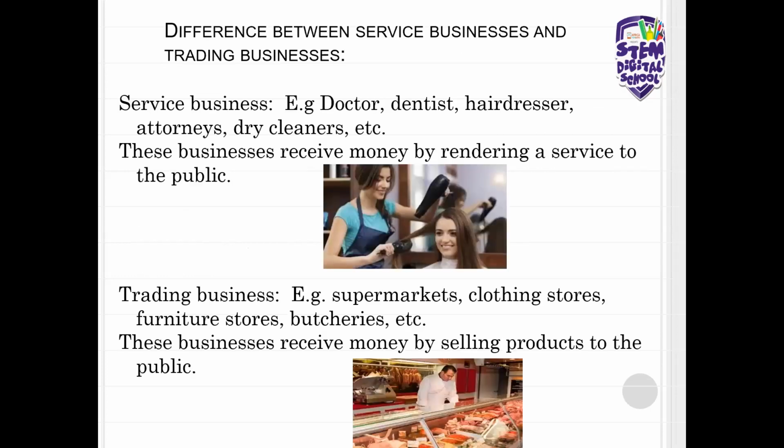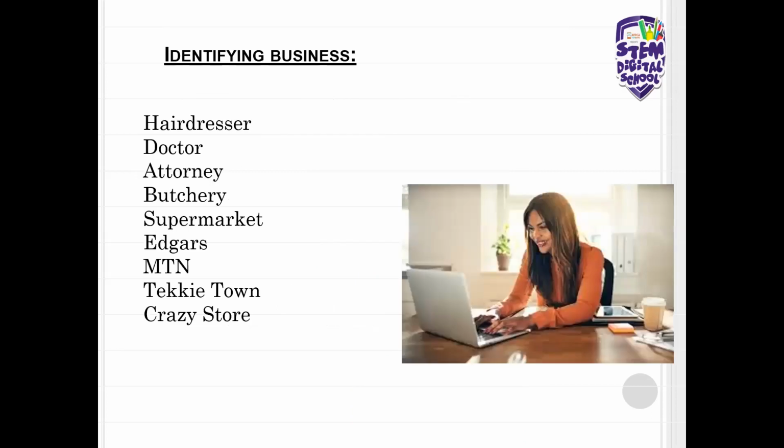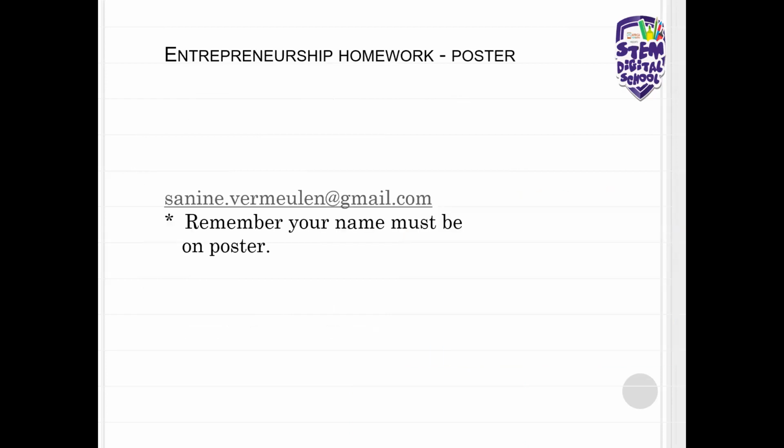And then also very important, you need to know the difference between a service business and a trading business and what is the examples with each one. So again, a service business is about rendering a service. A trading business is about products. And then you will get something like this, where I'm going to give you a list of different businesses or places. And then you need to identify every time to see, is it a service enterprise or is it a trading enterprise?